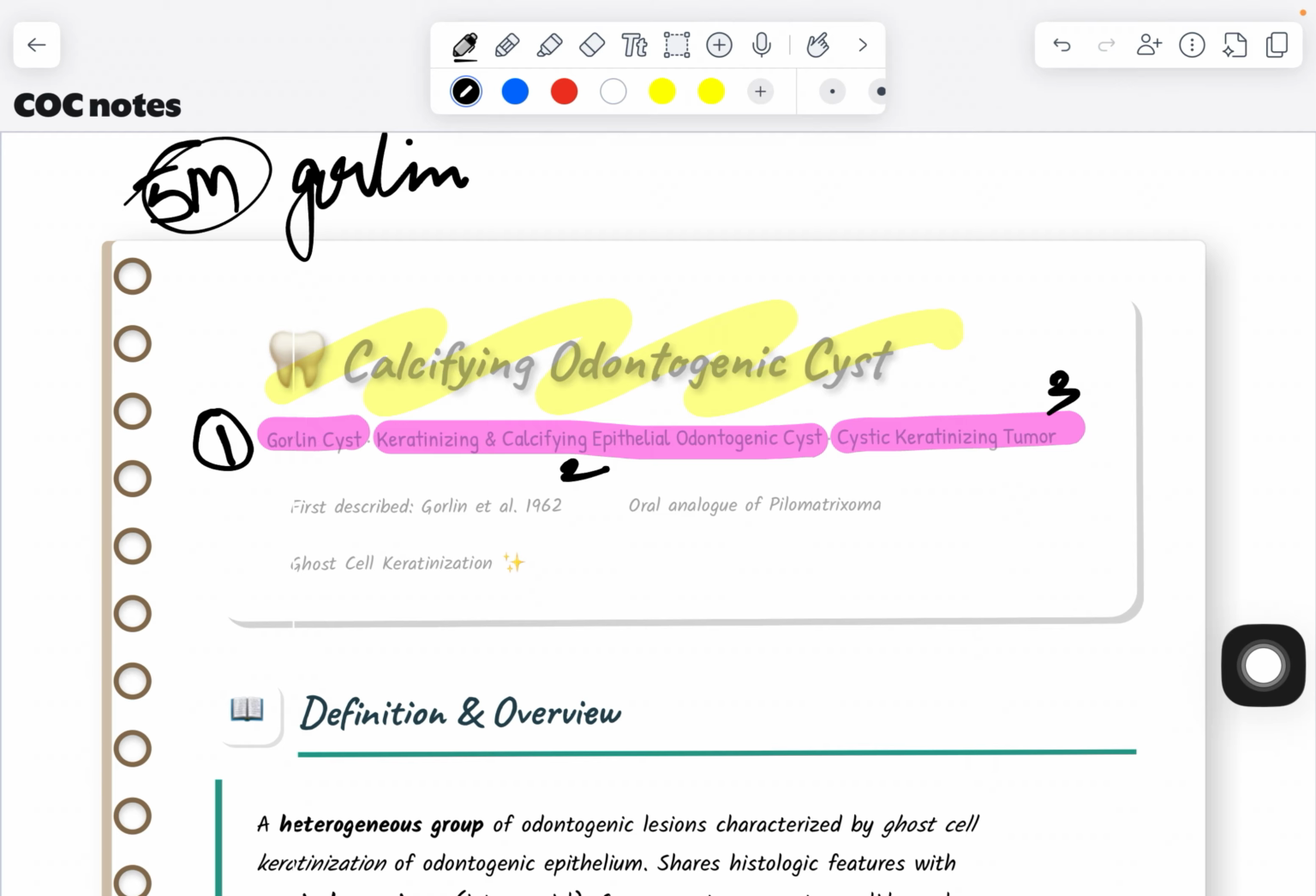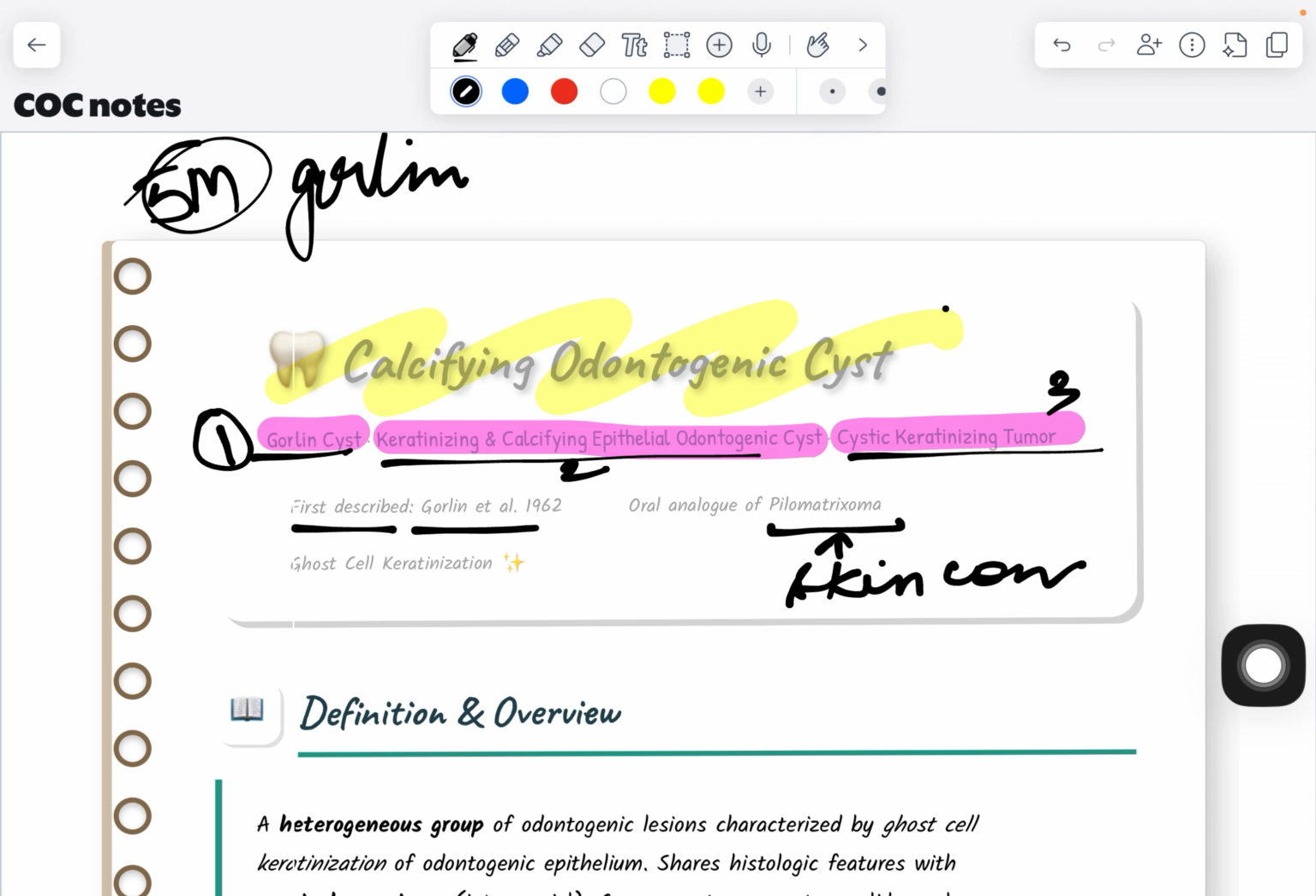Like, the question can be asked by its other name instead of the heading, that is calcifying odontogenic tumor. So it was first described by Gorlin et al. It is an oral analog of pilomatrixoma, that is basically a benign skin condition. It is a skin condition. This skin condition is basically characterized by calcifications.